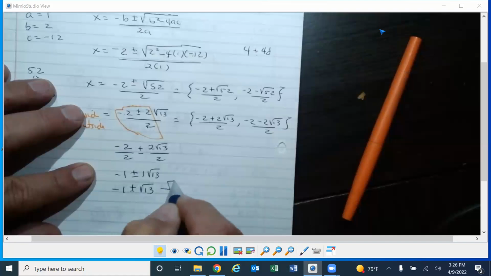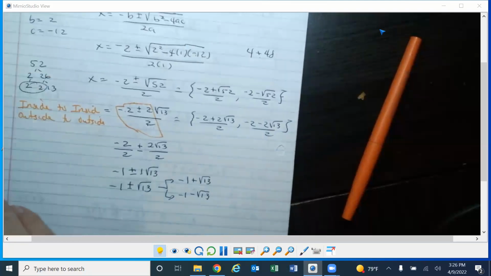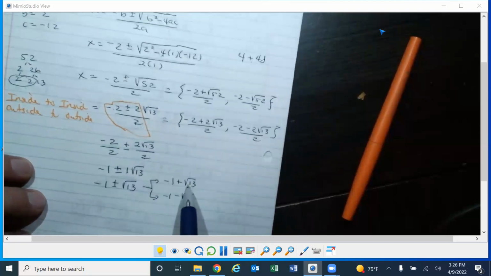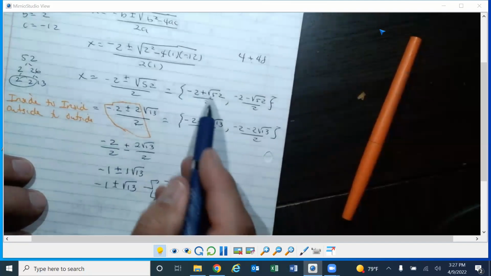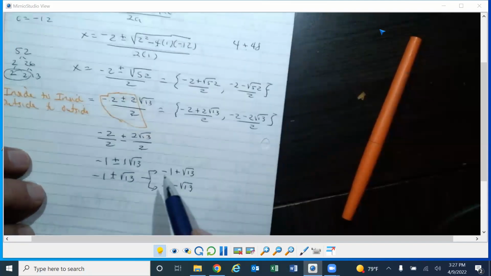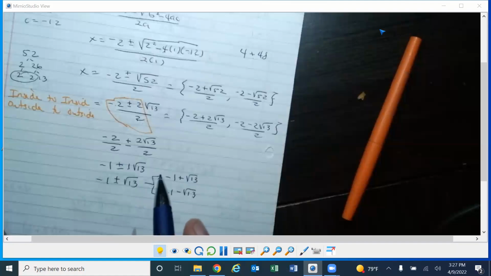So here's my answers. I could have -1 plus the square root of 13, or I could have -1 minus the square root of 13. Both of those are acceptable. This is actually acceptable: -1 plus or minus the square root of 13. Now look, if I put this in Desmos and got a decimal, it would be the same number. These decimals are all the exact same number in Desmos.